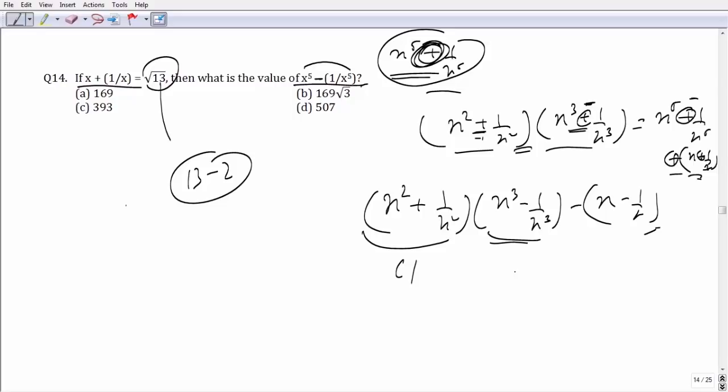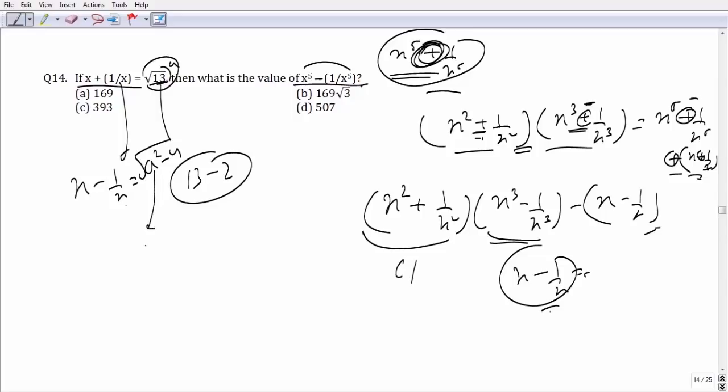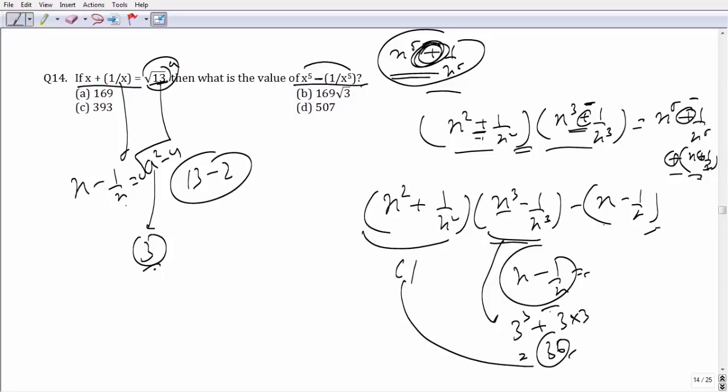And for this, we need the value of x minus 1 by x. To convert this equation to the x minus 1 by x value, if we assume this to be a, then all we need to do is take the under root of a square minus 4, and this will give us the value 3, with which the value of x cube minus 1 by x cube will turn out to be 3 cube plus 3 into 3, giving us the value 36. Multiplying 36 with 11 and subtracting the value of 3, that is this value, we get the final answer as 393, leaving behind option number C as your answer.